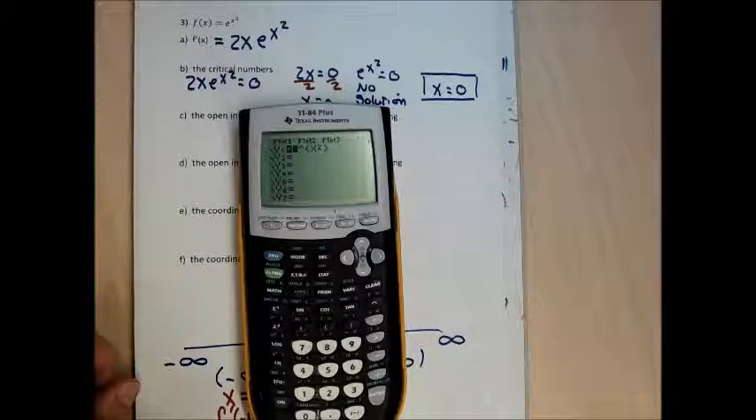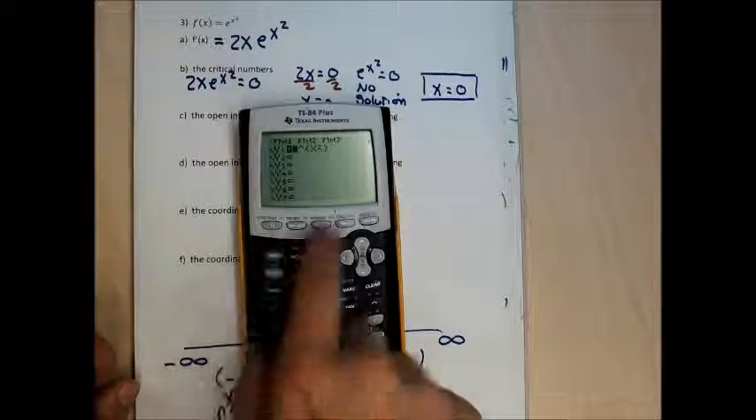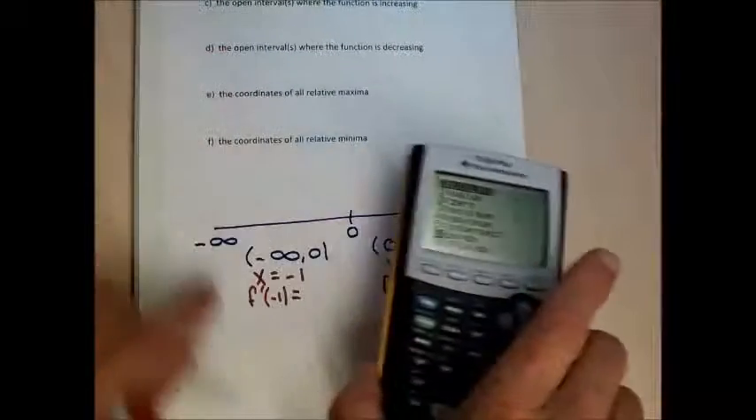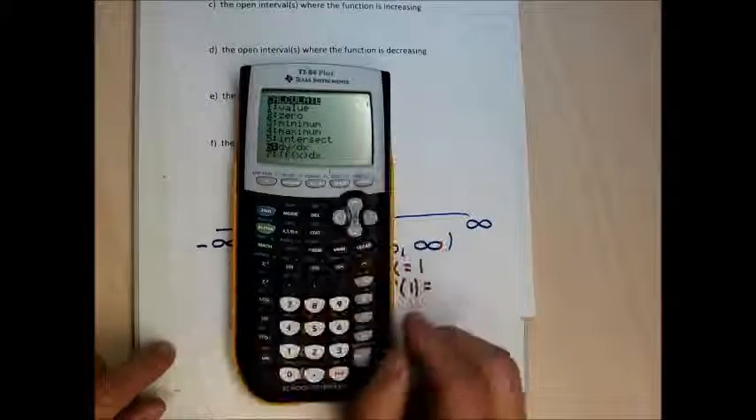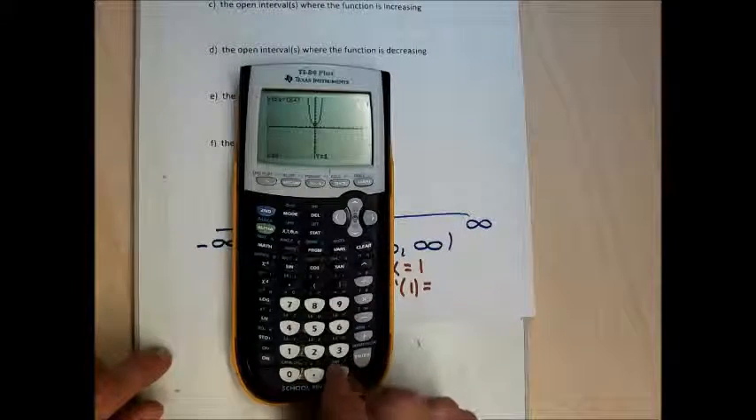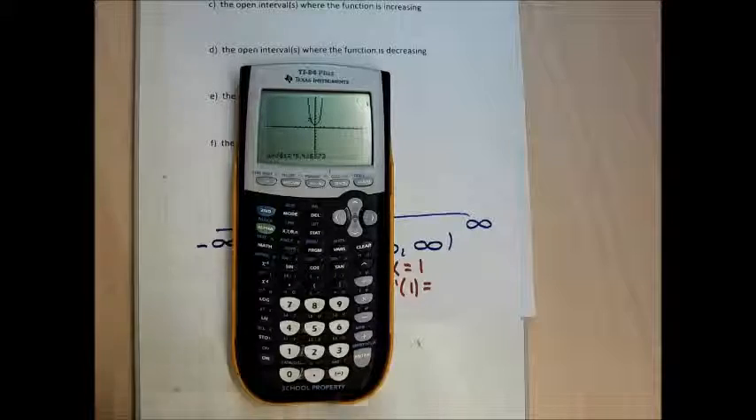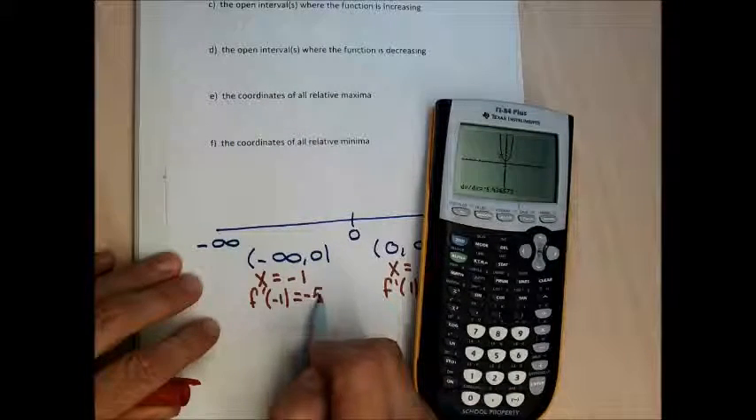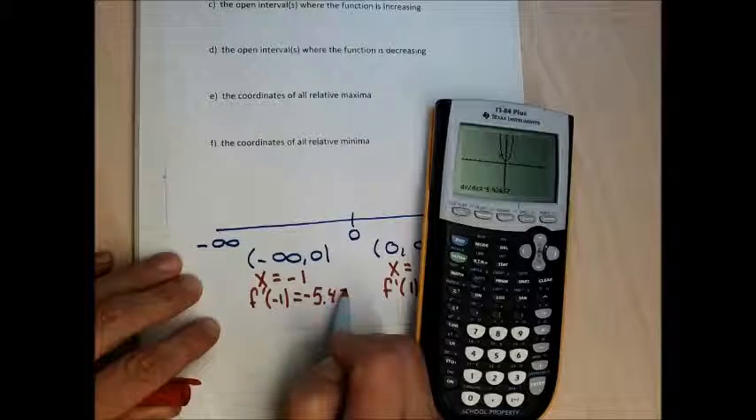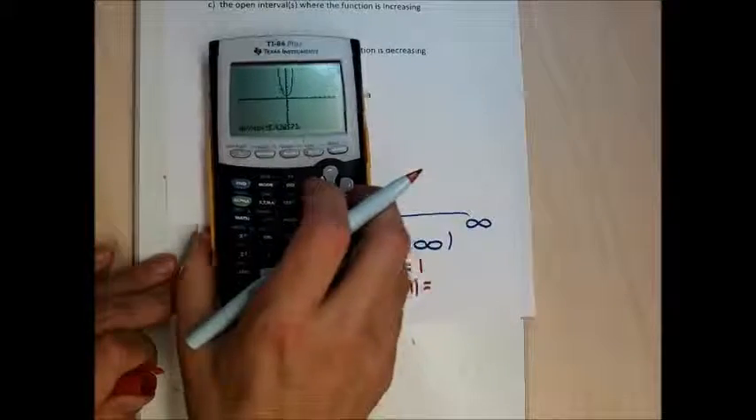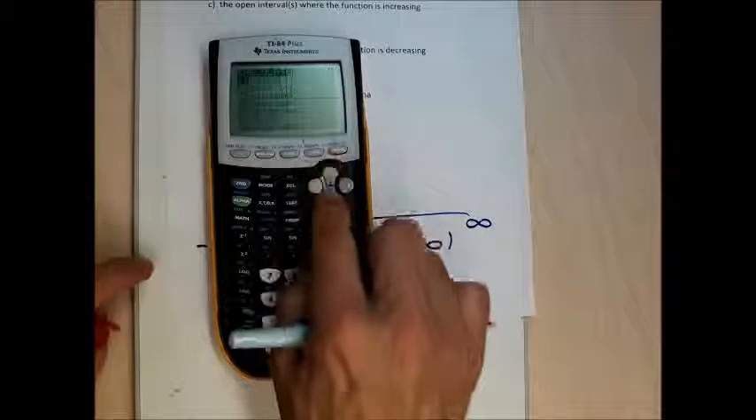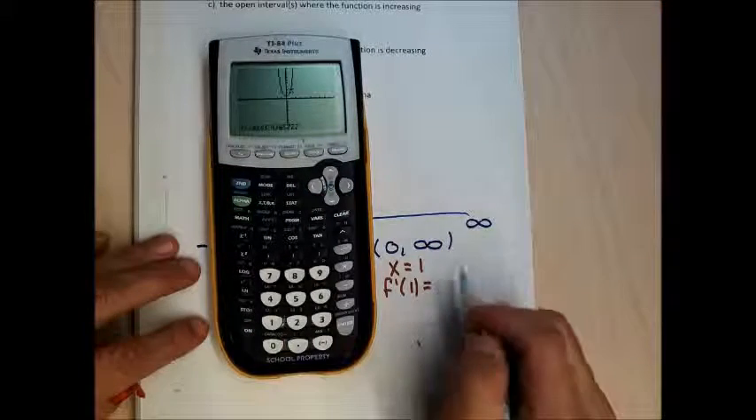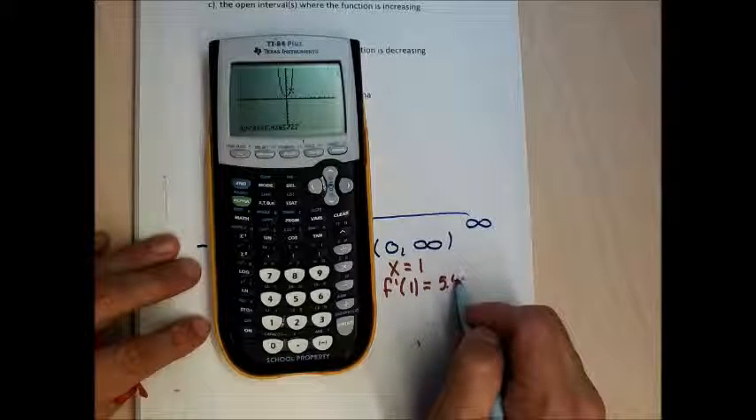That's good. So now I'm going to go second calc, go down to option 6, and I'm going to do f prime of negative 1 by hitting enter on this number 6, typing negative 1, and my calculator gives me negative 5.44, I guess. I do the same thing for the 1: second calc, option 6, enter, type in 1 and hit enter, and I get positive 5.44.